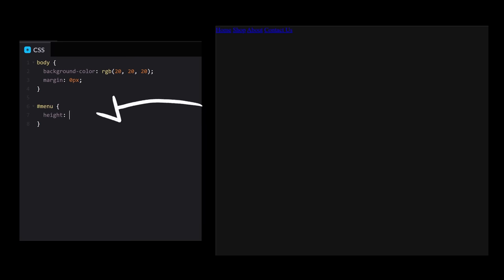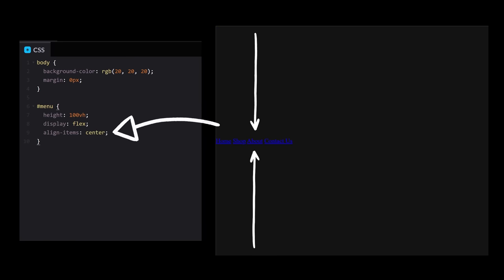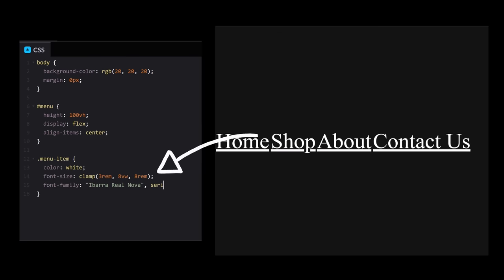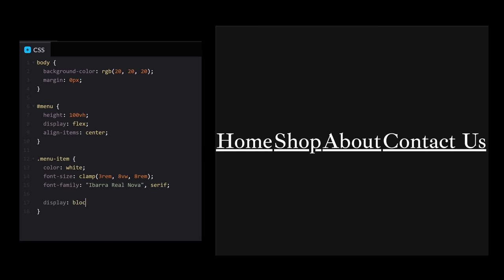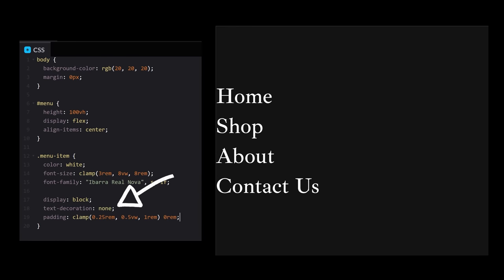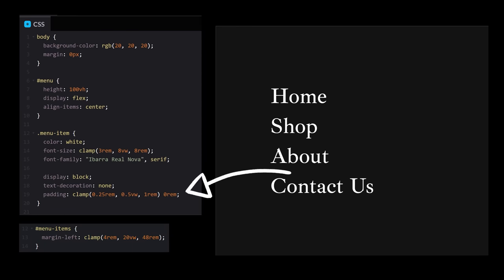Our menu needs to fill the viewport and have a display of flex so we can align the items vertically in the center. Let's set our link color to white, increase the font size, and apply a better font family. We'll stack them on top of each other with a display of block, remove the underlines, and space them more appropriately with some padding and margin.